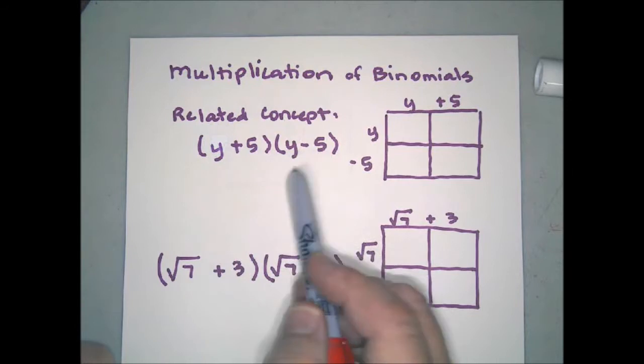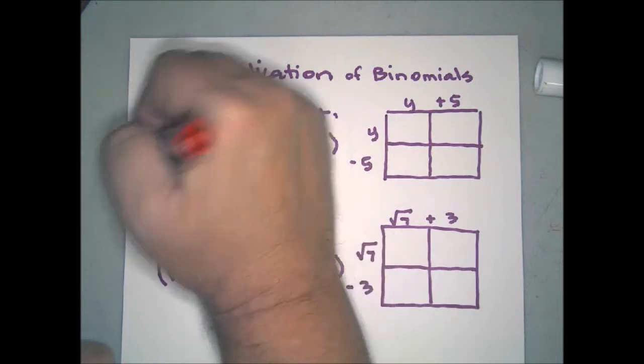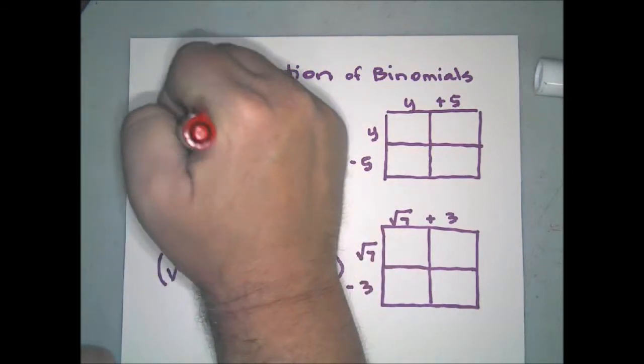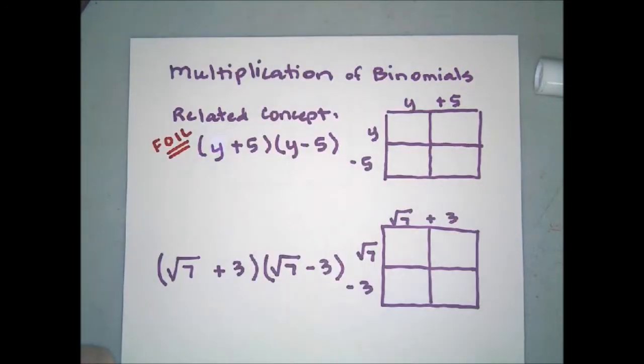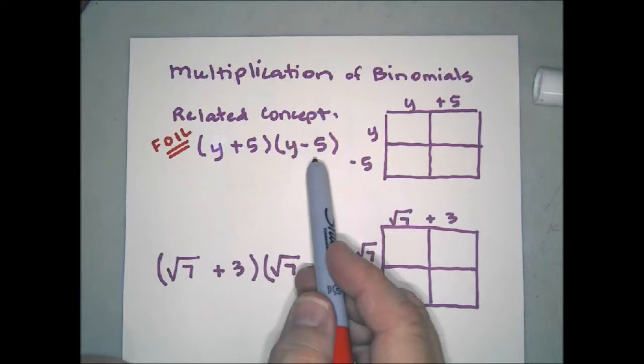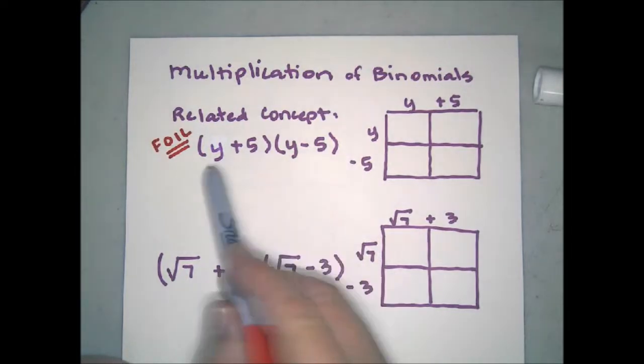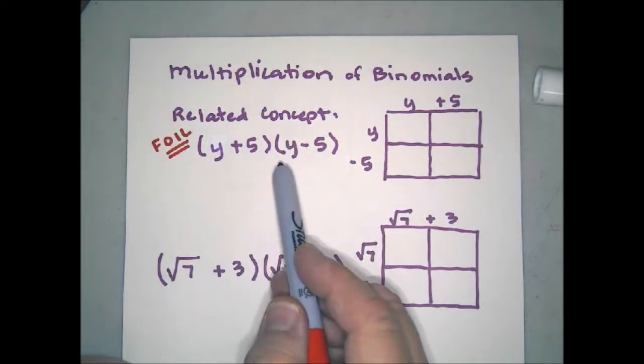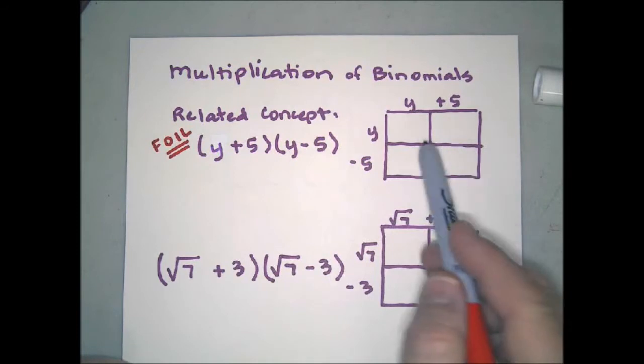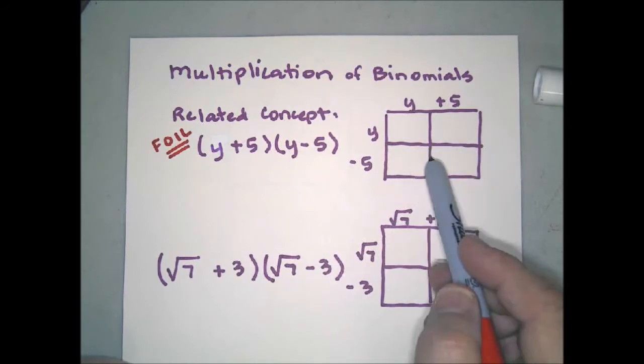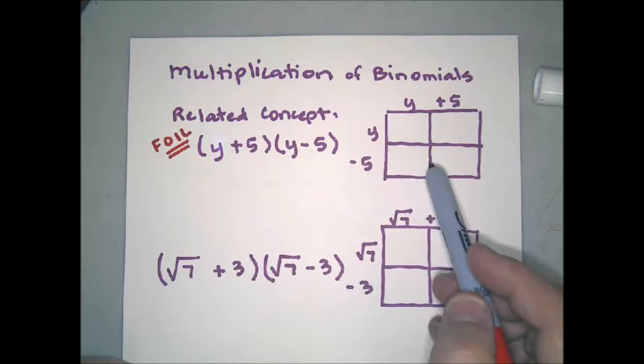If you wanted to, some of you, maybe many of you, have learned to do this by the FOIL method: first, outside, inside, last, multiplying two binomials. If you're comfortable with the FOIL method, you could do it that way. I teach it using a little bit of a different model, the area model that I call the matrix method. But it's the same thing.